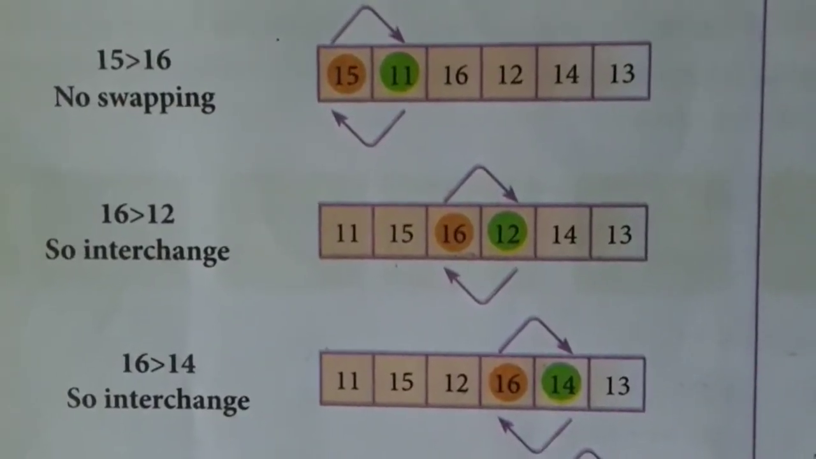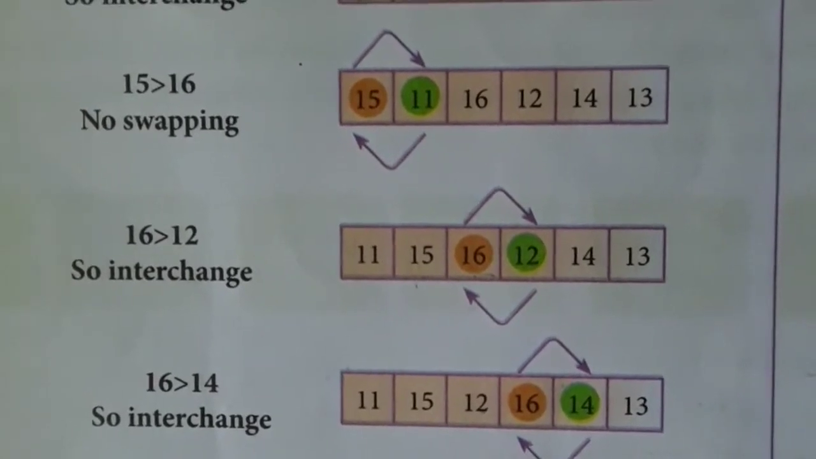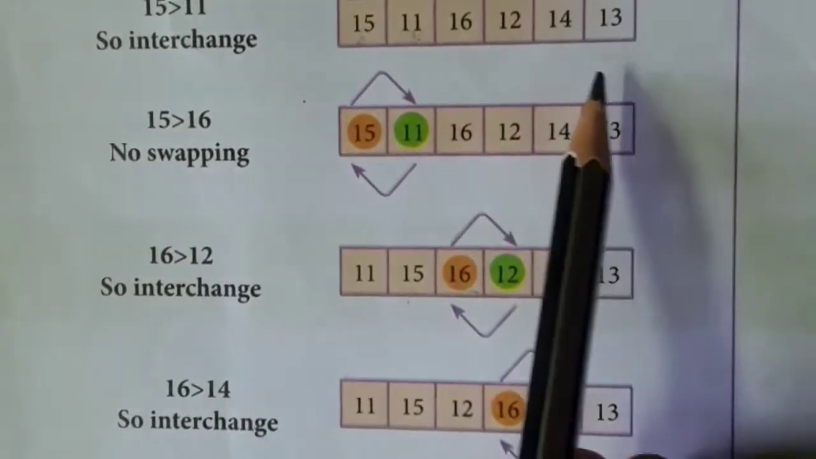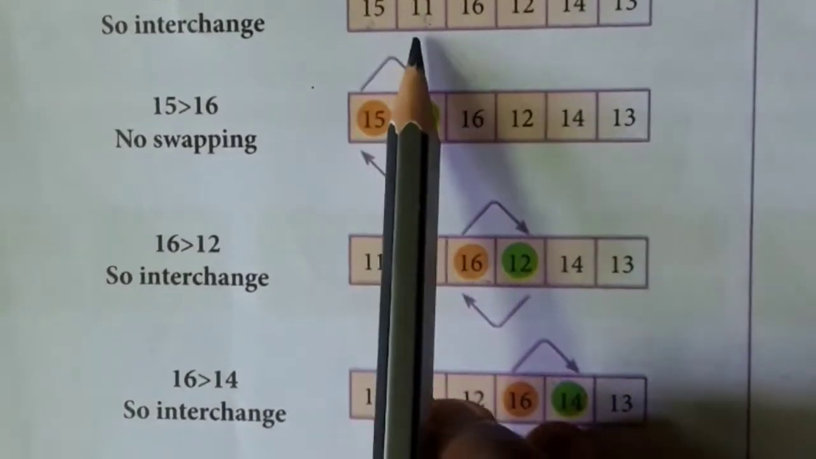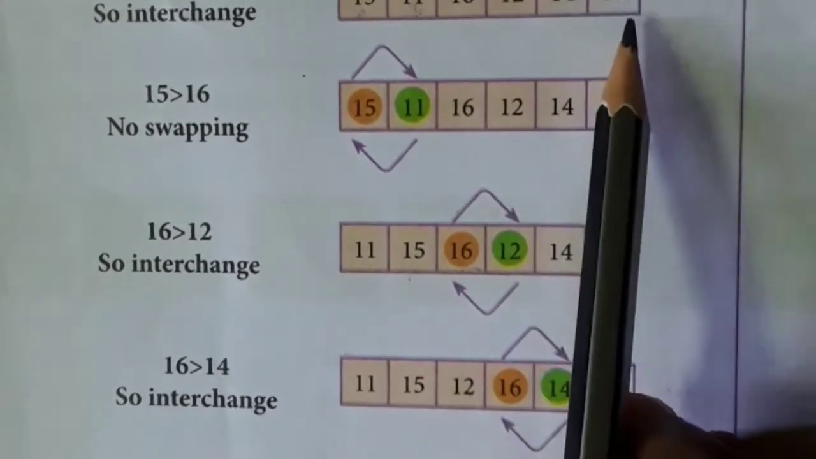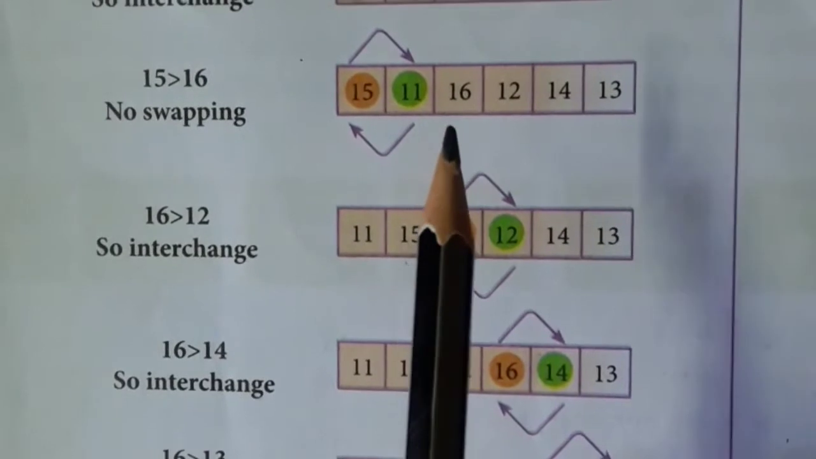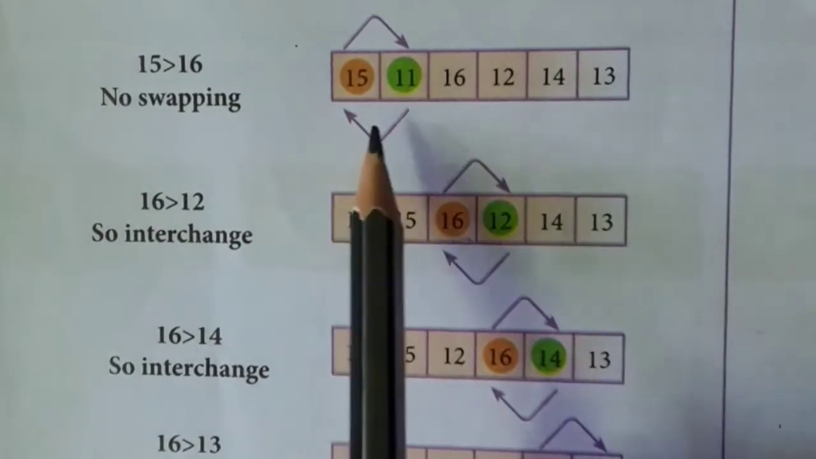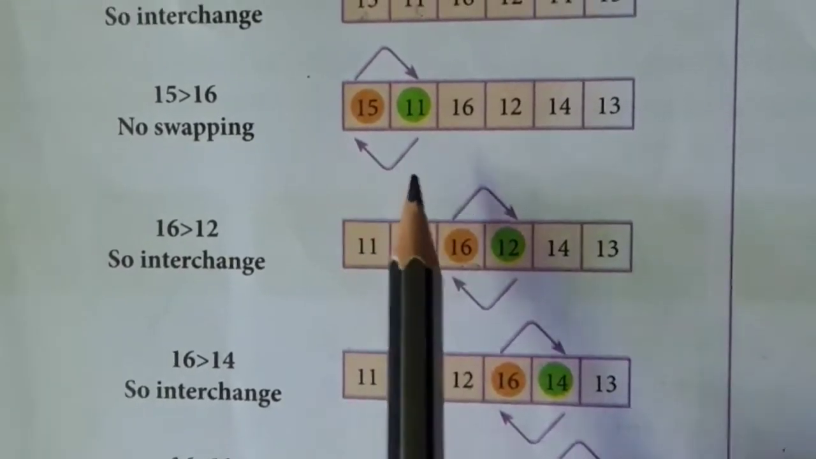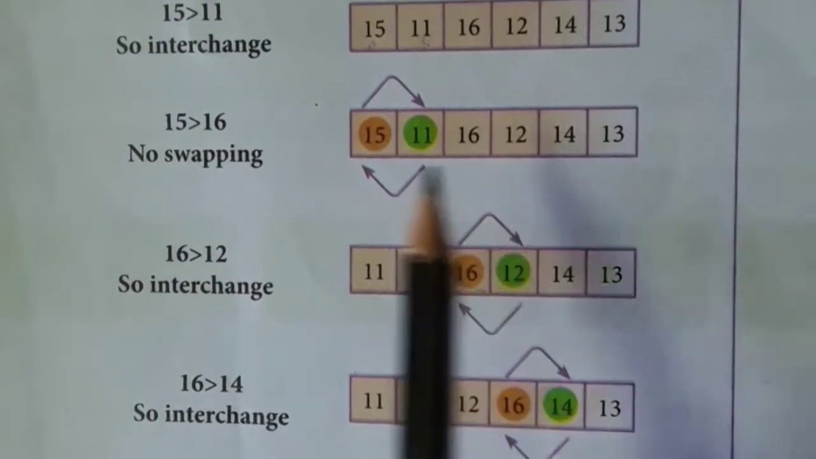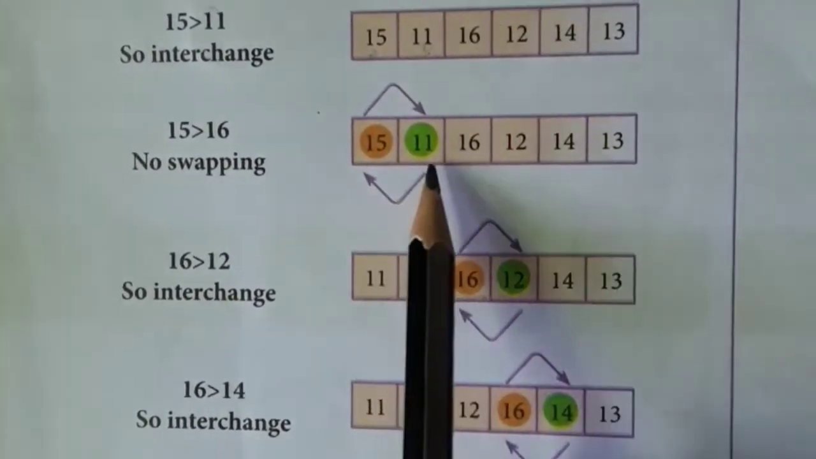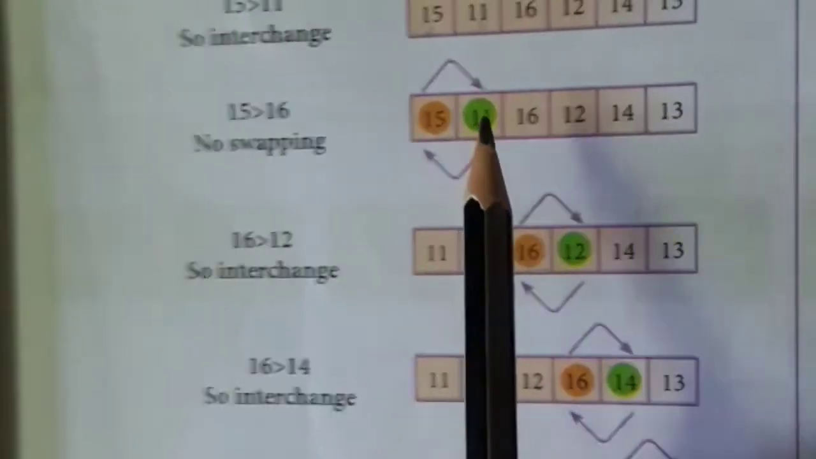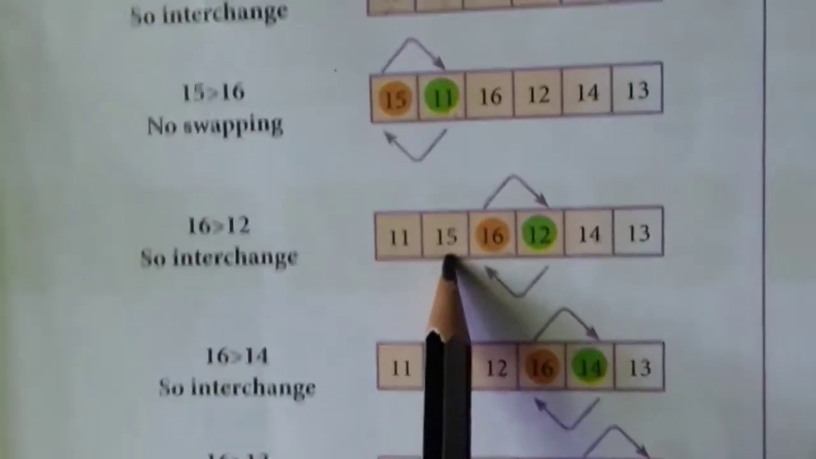First one is the example for the bubble sorting algorithm. This is the array of elements which is given: 15, 11, 16, 12, 14 and 13. Bubble sort will take two elements, sort them, and then go for the next element. First is 15, 11. These two elements will be compared. Now 11 is smaller, so it will bring 11 first and then 15.